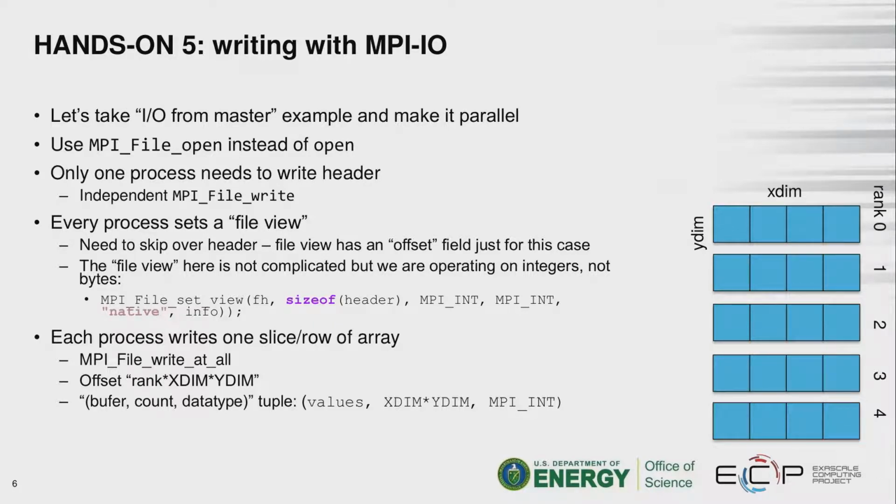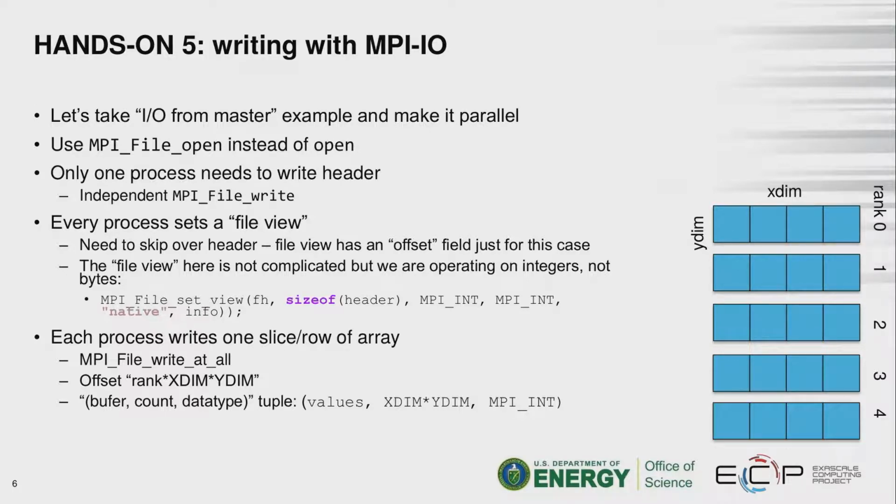So there will no longer be I/O from master. Everybody's going to write one of these rows to the file. So remember, we're also storing a small header to describe what's going to happen. So we need to skip that header. Well, the MPI file set view call, in addition to describing what's in the file, and in this case it's pretty simple, it's just integers, can also, with the second parameter, skip over any extra information. Typically that's a header. In this case, the 3 integers describing the experiment.